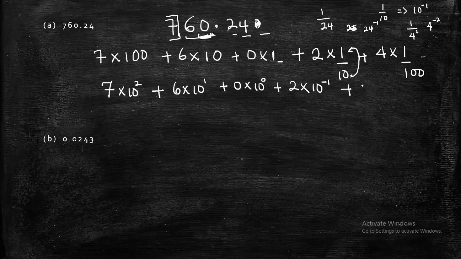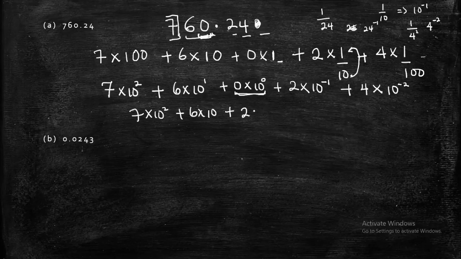Then plus 4 times this one, 10 raised to power, how many zeros does it have? 2 zeros. So we are going to write minus 2. Very simple. 2 zeros, minus 2. So this is expanded notation form. So we have 7 times 10 squared plus 6 times 10 raised to power 1 plus this 0. This is 0, so we don't need to write it. Then plus 2 times 10 raised to power minus 1 plus 4 times 10 raised to power minus 2. That's all. So this one is the next one, and it's also very simple but tricky.